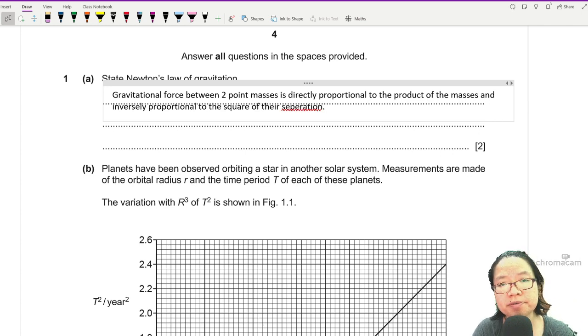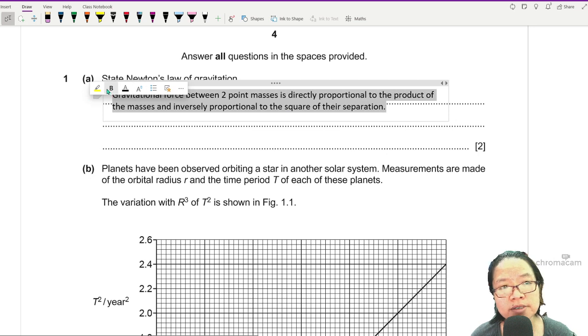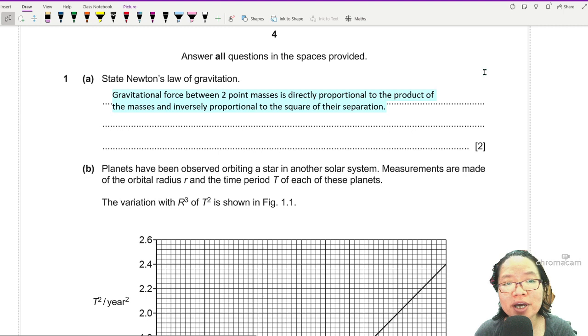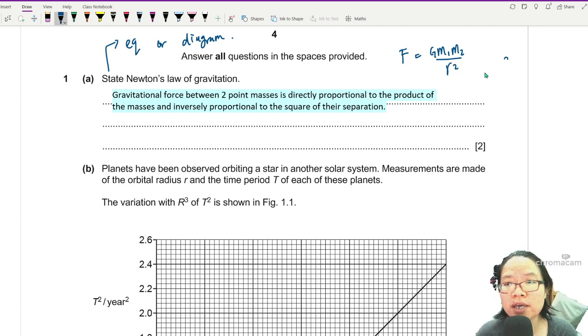So oftentimes, when it comes to definitions in A2, they are a little bit more technical compared to AS, because you are smarter now, right? So always, when you're asked to define something, either relate to an equation or a diagram or both. So for me, when I see Newton's law of gravitation, immediately I think of this equation, G M1 M2 over r squared, where you have mass 1, mass 2, and the separation is r.